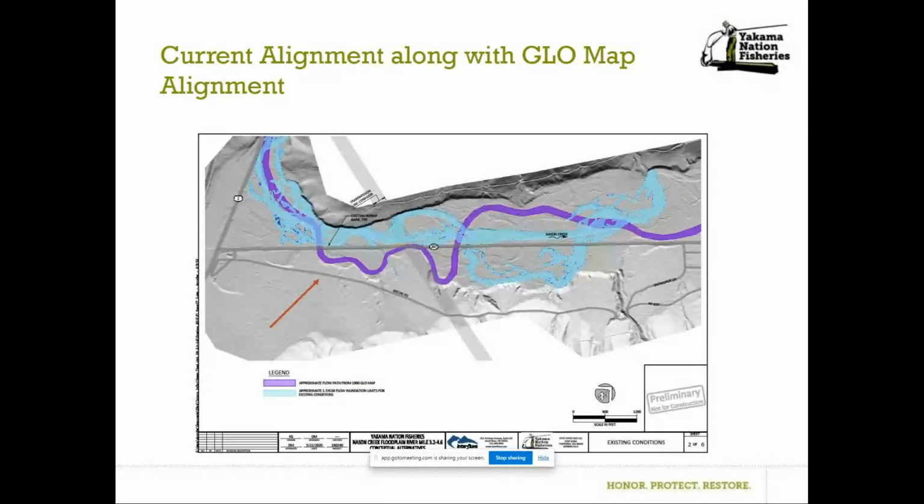This slide shows the current alignment of Nason Creek, which is identified in the light blue from the hydraulic model of our 1.5 year flood event. The purple channel is where the historic alignment used to be from the GLO map from the previous slide. And again, the red arrow indicates Ritchie Road. So that's just a lay of the land, how everything's sitting.